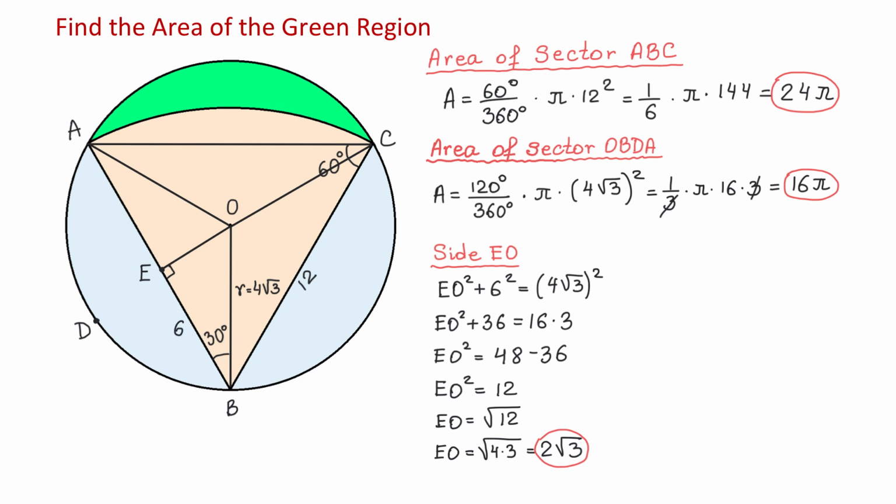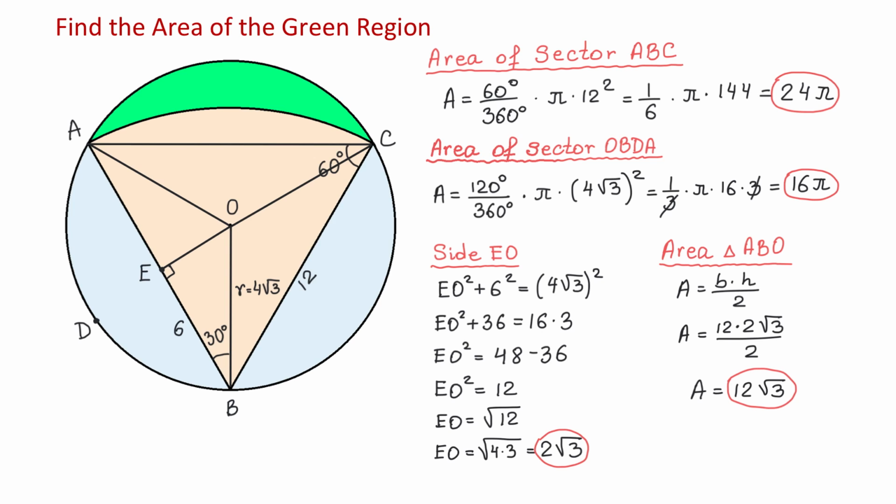And now let's find the area of the triangle ABO. The formula for the area of a triangle is base times height divided by 2. The base of the triangle is 12, and the height is 2 square root of 3. All this will be divided by 2. Then the area of this triangle is 12 square root of 3.